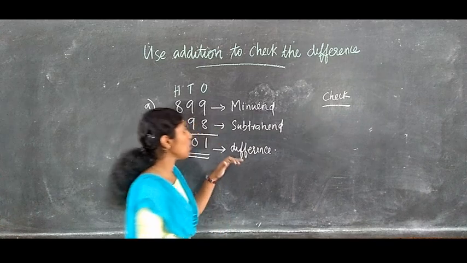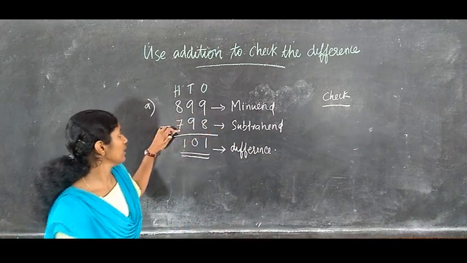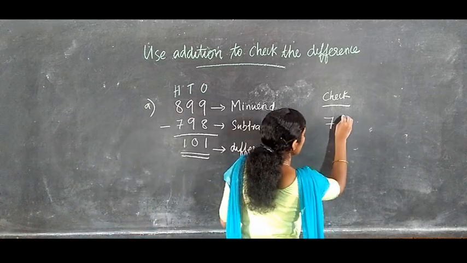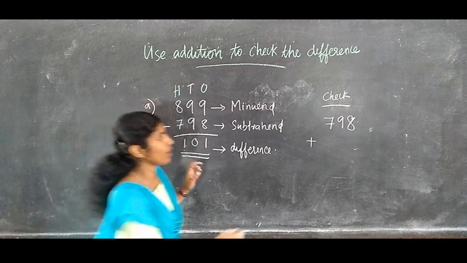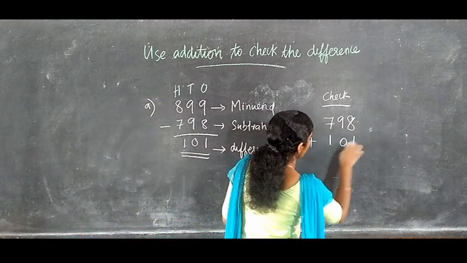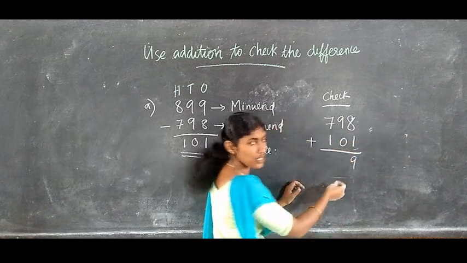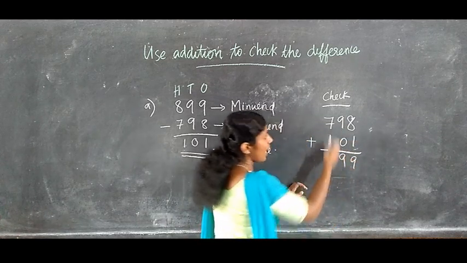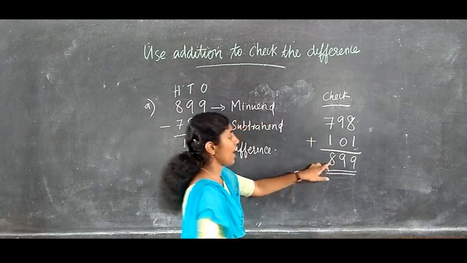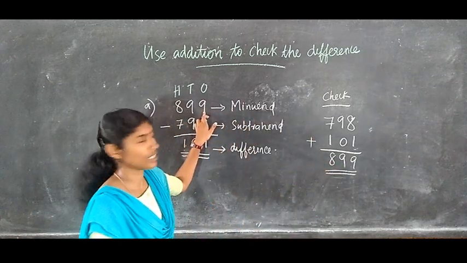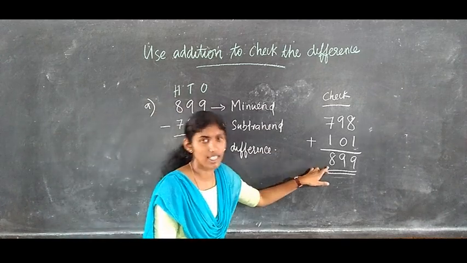First step, we have to add this subtrahend and difference. Here we got 790 as subtrahend plus this difference, that is 101. Then 0 plus 1, we have 1. 9 plus 0, 9. And 7 plus 1, 8. Here we got the answer same as the minuend, that means 899. So our answer is correct.